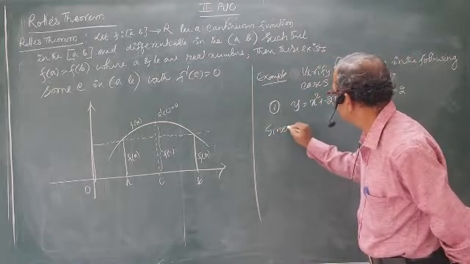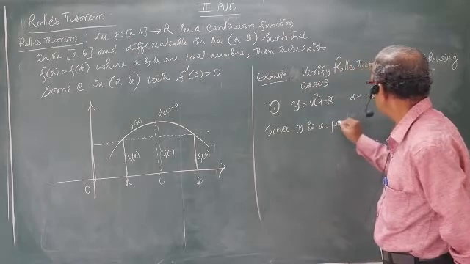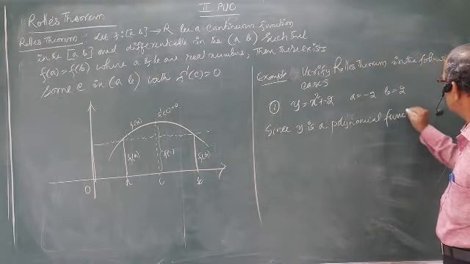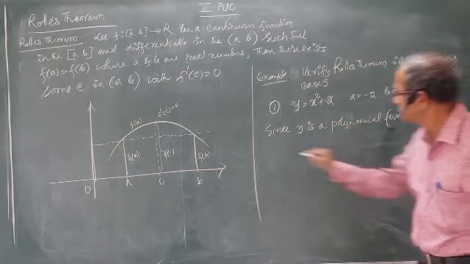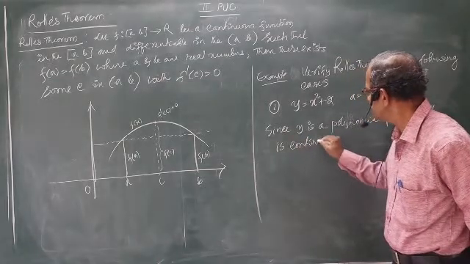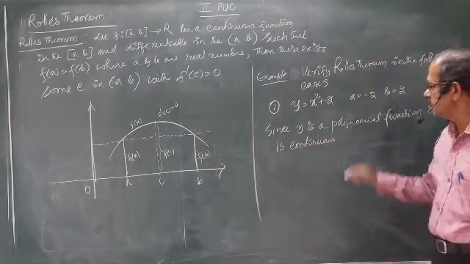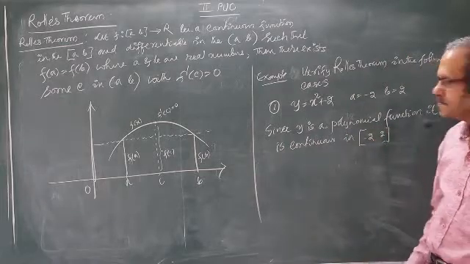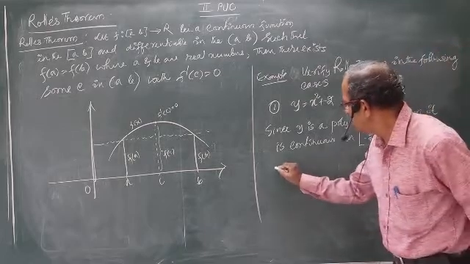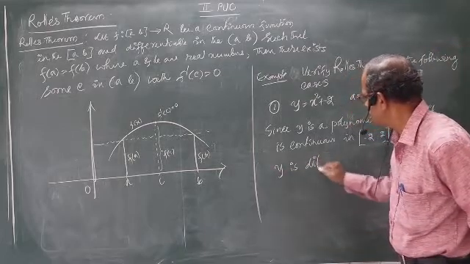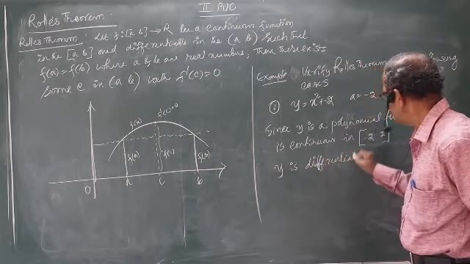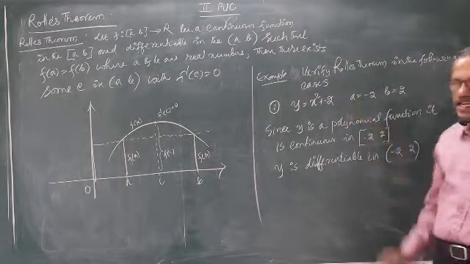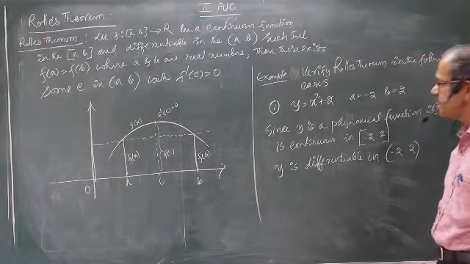Since y is a polynomial function, it is continuous. It is continuous in [minus 2, 2], no doubt. Next, y is differentiable in the open interval (minus 2, 2), because quadratic equations are always differentiable.